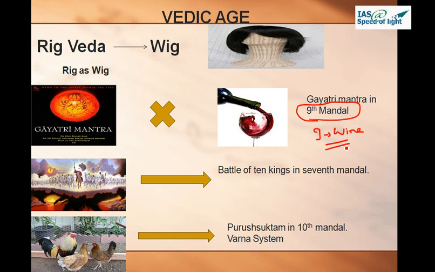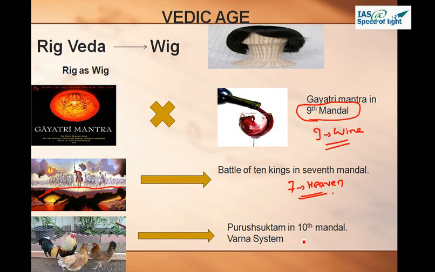Battle of 10 kings in 7th mandal. Now 7 is heaven, isn't it? So 7 is heaven for us. So battle of 10 kings in 7th mandal. See this image where in heaven there is a fight of so many kings. So battle of 10 kings is in 7th mandal. 7 is heaven. So see a picture where in heaven kings are having a fight.